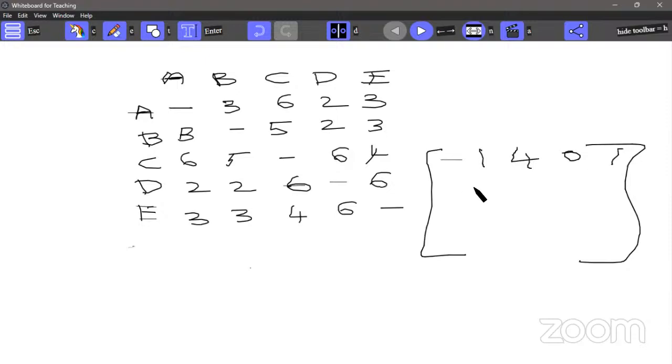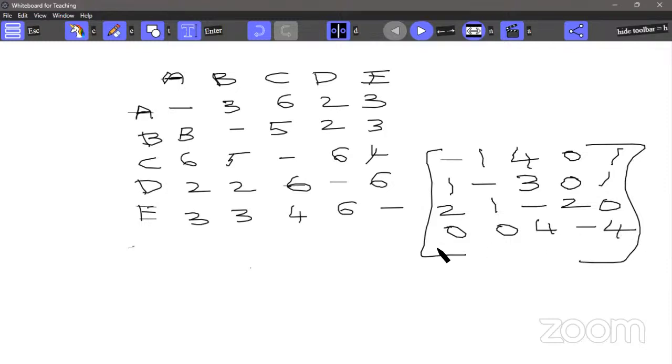Second row. What is the reducing factor? 2. So 1, 1, dash, 3, 3, 0, 1. Then the third row, 4. So how much? 2. 1, dash, 2, 0, 2, 0. Then the fourth row, 2 only. 0, 0, 0, 4, dash, dash, 4, 4. Fifth row: 3, 0, 0, 0, 0, 1, 3, dash.